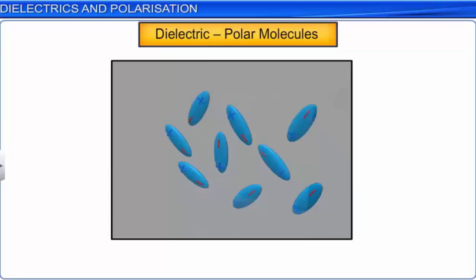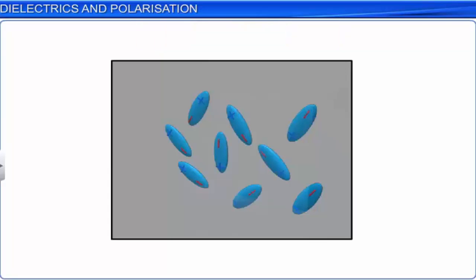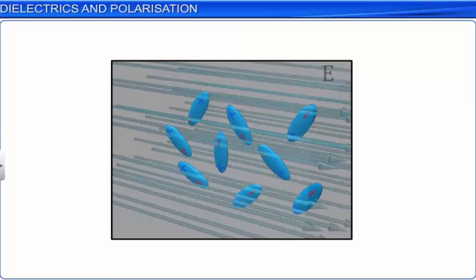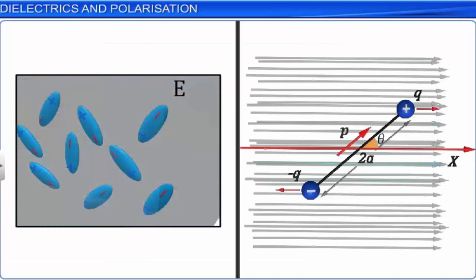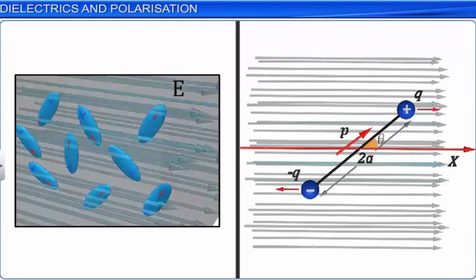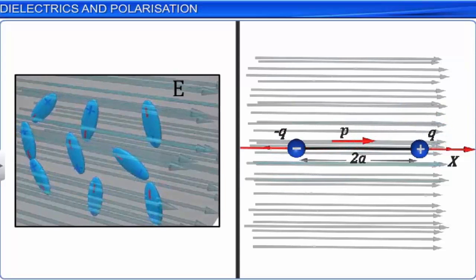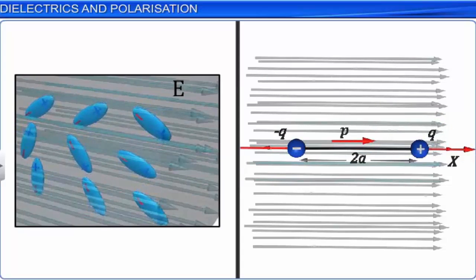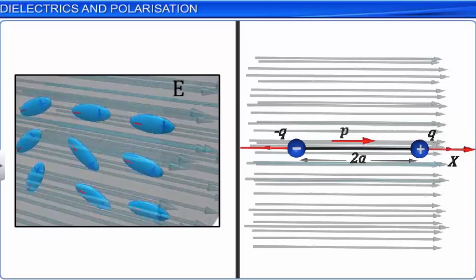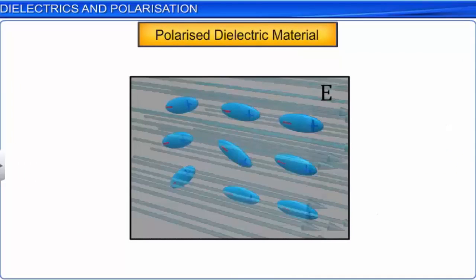Now when they are placed in the uniform electric field of strength E, we know that every dipole in it experiences a torque, which rotates the dipoles in such a way that they align in the direction of the electric field. Thus, the dielectric material with the polar molecules is said to be polarized.